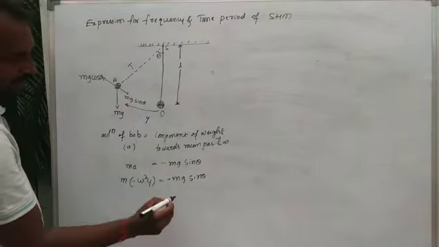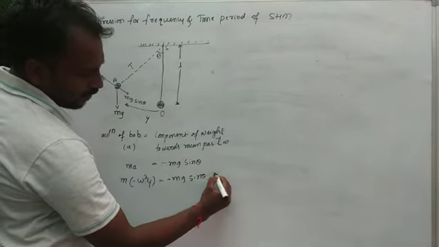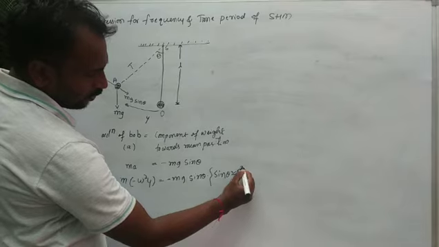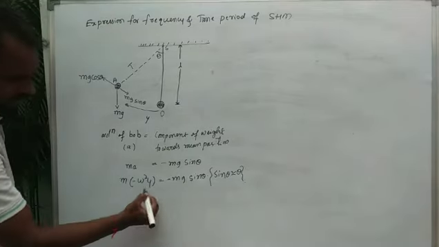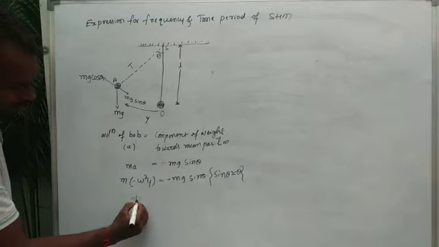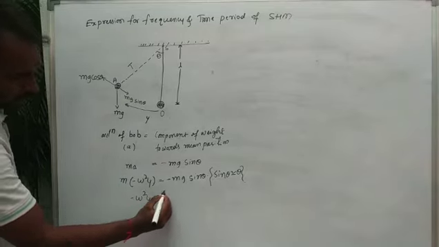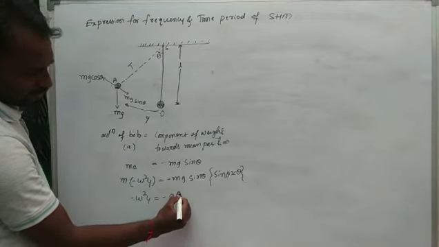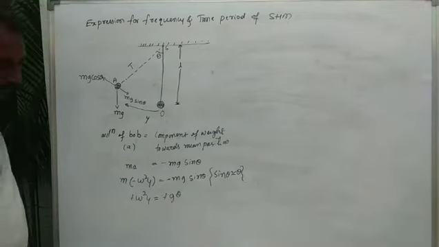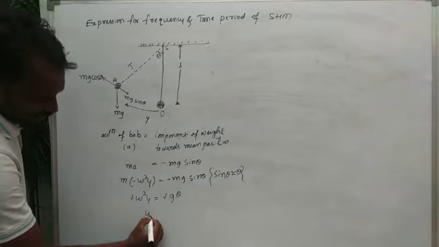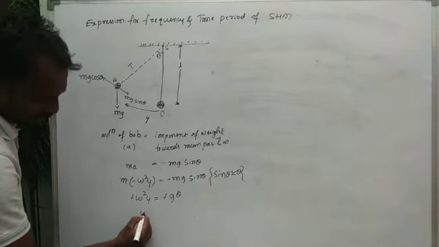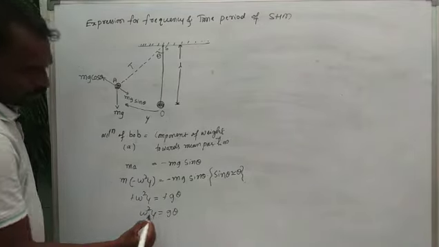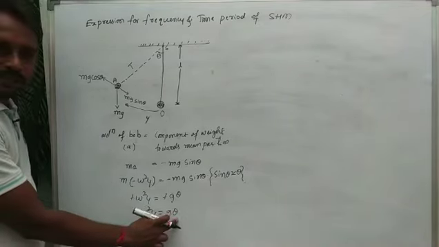Okay, so for small angles sin theta is nearly equal to theta, and that's why m gets cancelled. So minus omega square y is equal to minus g into theta, so the minus signs get cancelled. Omega square into y is equal to g into theta. Here theta is the angular displacement.